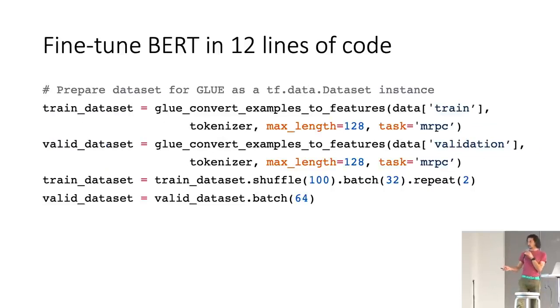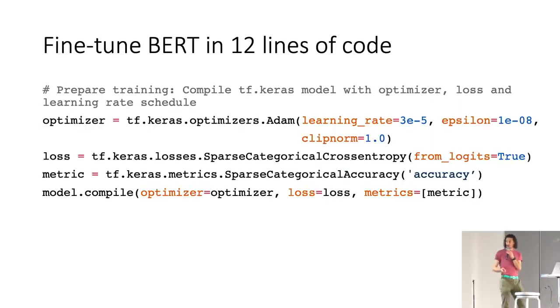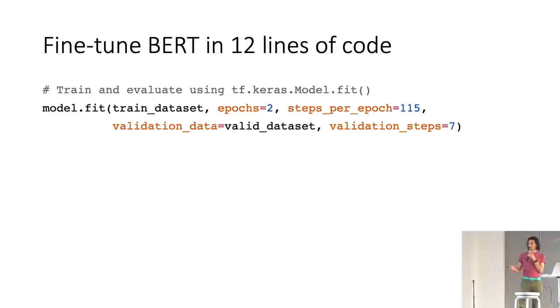Process the data set with the tokenizer to get train and validation splits. Shuffle them, batch them. 4 more lines of code. Another 4 lines of code to instantiate your optimizer. Define your loss function. Pick a metric. It's TensorFlow, so you've got to compile it, and then you call fit, and that's it. That's all you need to do to fine-tune a state-of-the-art language model on your specific problem.